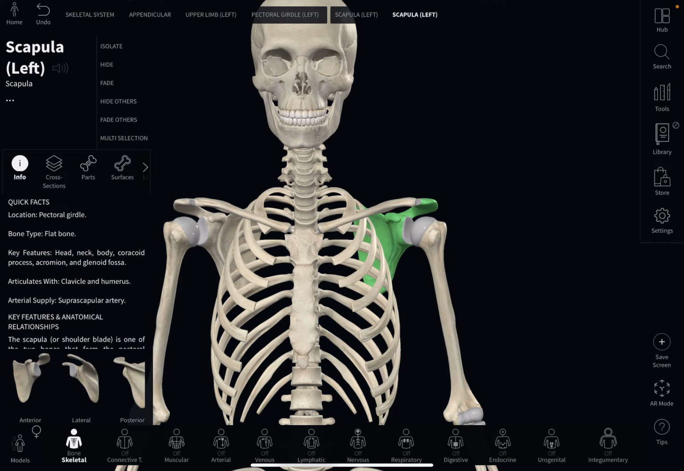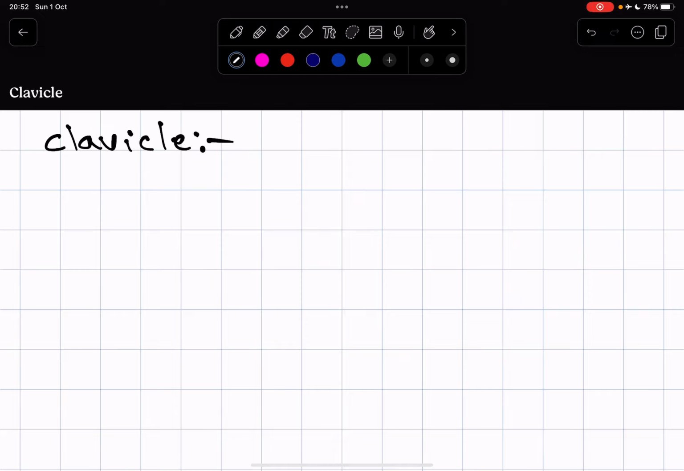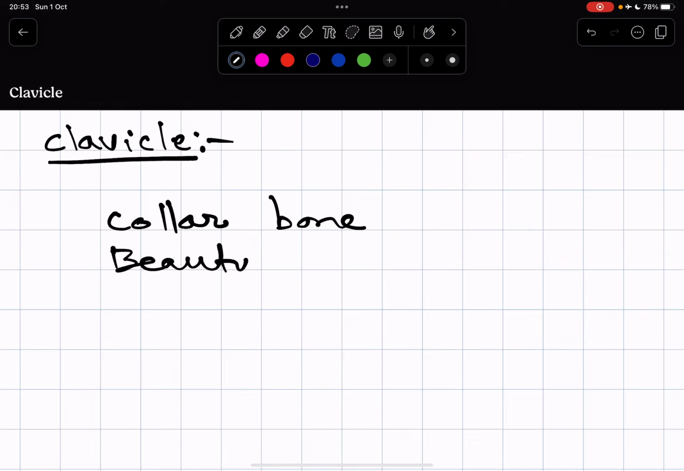The other names for the clavicle are the collarbone, and it's also known as the beauty bone. The clavicle is one of the first bones that you will study in first MBBS. Now the clavicle is actually present in mammals which use their upper limbs for prehension, and there is no homologous bone to the clavicle in the lower limb.